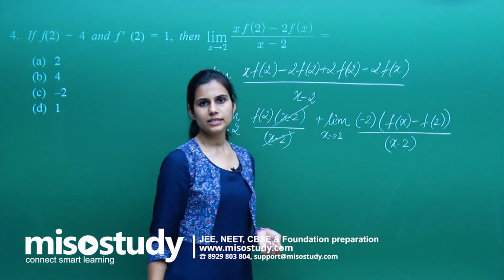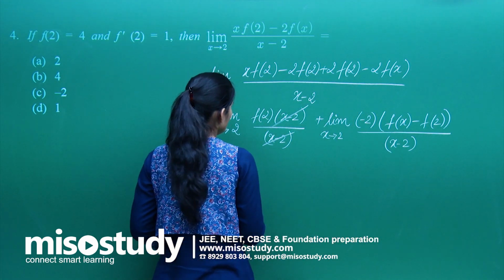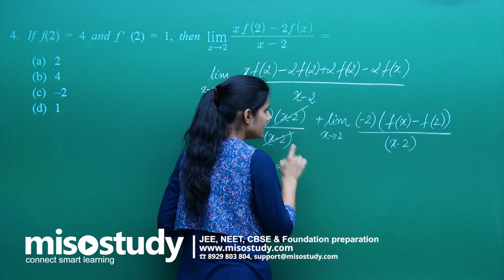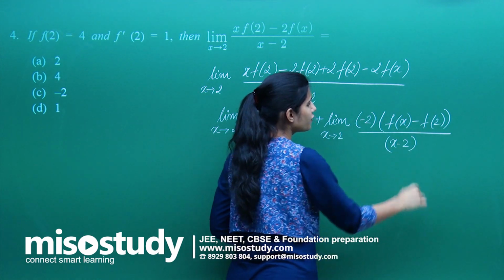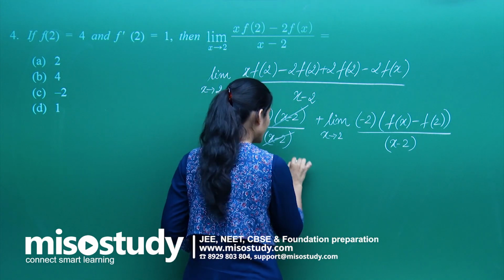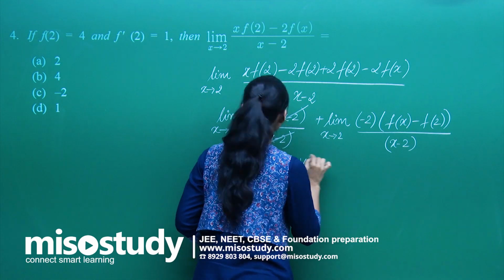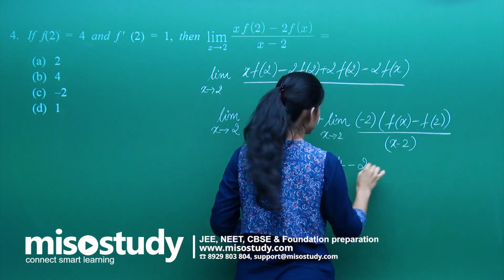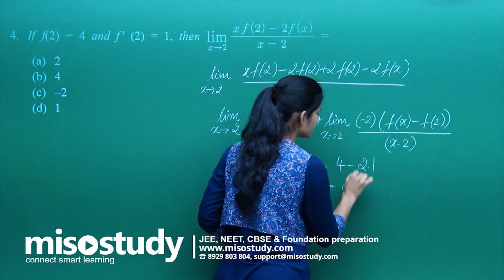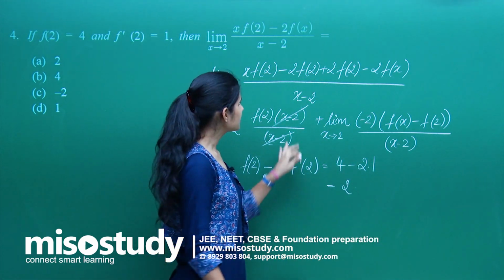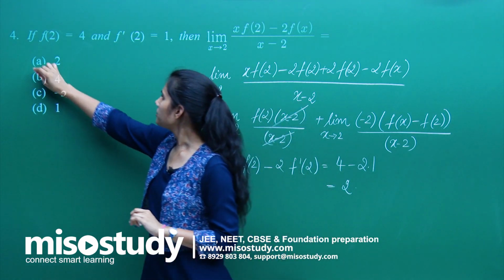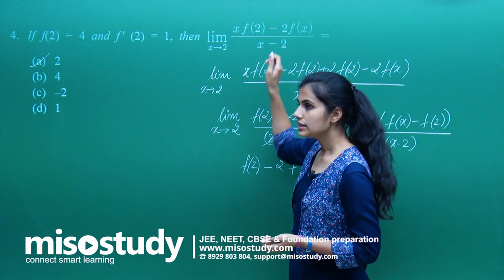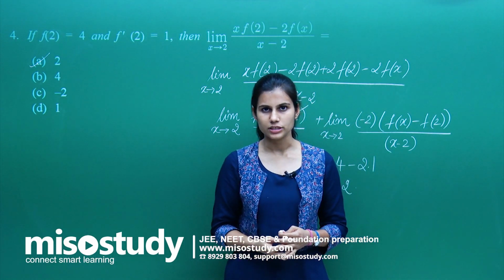I'm just simplifying the expression, nothing else. So this gives me just f of 2. This is minus 2 times the limit as x tends to 2 of (f(x) minus f of 2) upon (x minus 2), which is what? F dash 2. F of 2 is given to me as 4. F dash 2 is given to me as 1. 4 minus 2 gives me 2. And therefore the answer of this expression is basically nothing but 2. Easy enough, just need to manipulate it accordingly so that you can use the very derivability definition as well.